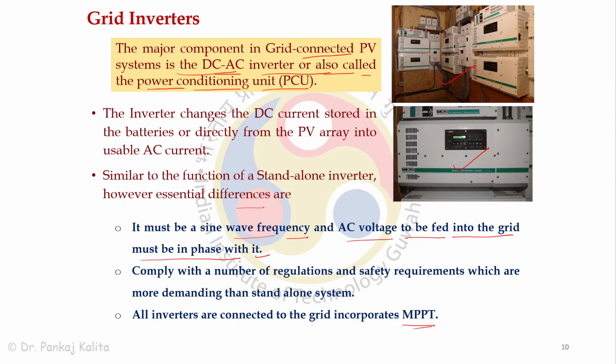What it does is convert the DC from the battery storage to sine wave AC, and the AC voltage to be fed into the grid must be in phase with it. It doesn't mean that the AC voltage in the grid is 60 hertz and you are feeding it with some 100 hertz or 20 hertz. That won't make sense. It will lead to losses and the frequency won't match. Also, all inverters connected to the grid incorporate MPPT, maximum power point tracking, for these types of grid inverters.